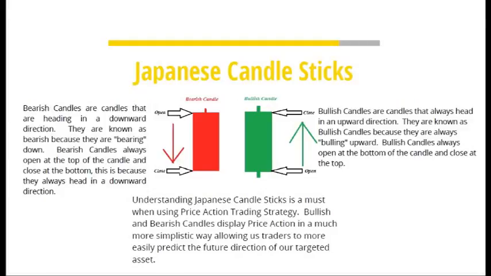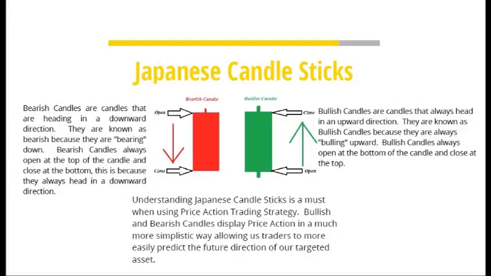There are two candles. One is a bearish candle, and the other is a bullish. Bearish candles are candles that always are heading in a downward direction. They're known as bearish because they are bearing down. Bearish candles always open at the top and close at the bottom. This is because they are always heading in a downward direction, so it's going to open at the top and close at the bottom because the price is going to keep going downward.